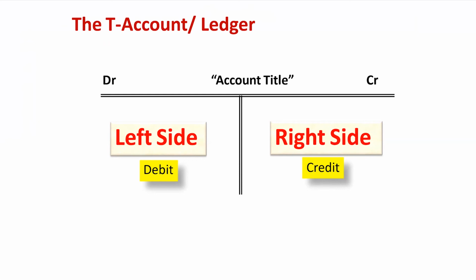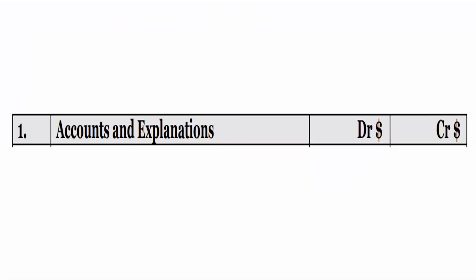And based on the different types of accounts, when one increases, you debit, or when it decreases, you credit, and vice versa. So let's go. This is the setup of our journal.